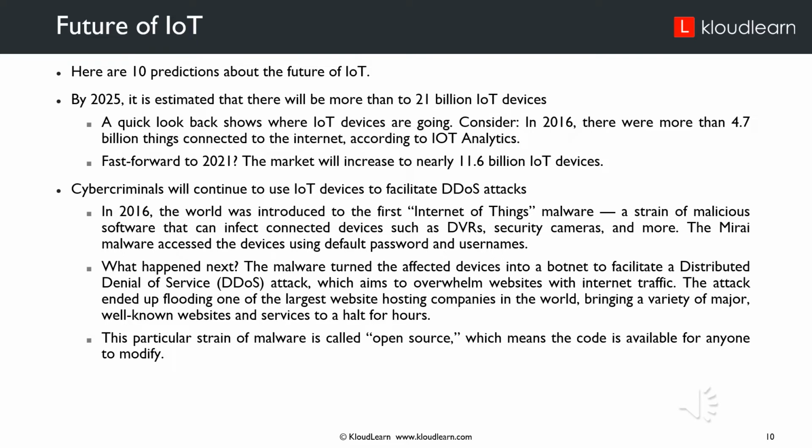Cyber criminals will continue to use IoT devices to facilitate DDoS attacks. In 2016, the world was introduced to the first Internet of Things malware, a strain of malicious software that can infect connected devices such as DVRs, security cameras, and more. The Mirai malware accessed the devices using default passwords and usernames. What happened next? The malware turned the affected devices into a botnet to facilitate a distributed denial of service (DDoS) attack, which aims to overwhelm websites with internet traffic.